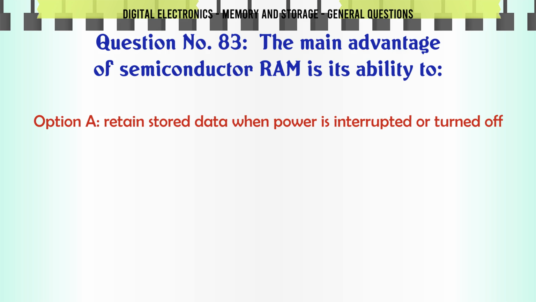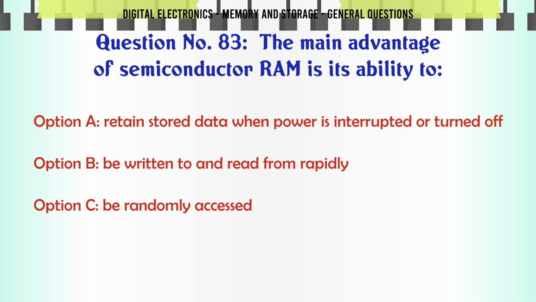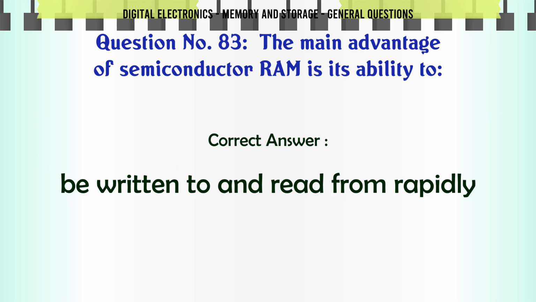The main advantage of semiconductor RAM is its ability to A. Retain stored data when power is interrupted or turned off. B. Be written to and read from rapidly. C. Be randomly accessed. D. Be sequentially accessed. The correct answer is B. Written to and read from rapidly.